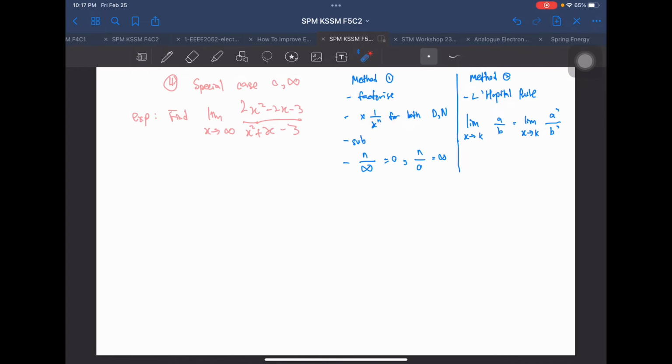So how do you see this n? Here is an example. If you look at the numerator and denominator, what is the highest power of x? It's 2, right? So in this case, n is 2. If the highest power is 3, then you divide by x cubed. If the highest power is 4, you divide by x to the power 4. After you divide, you sub in whether it's 0 or infinity, like the substitution method. And then you determine the value of the limit using this concept.